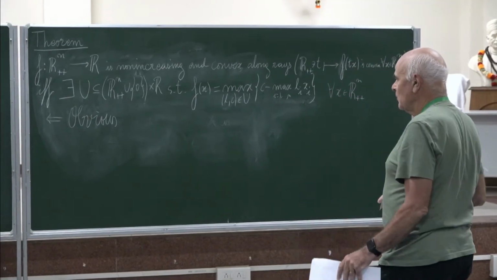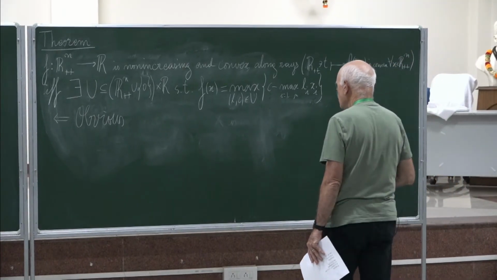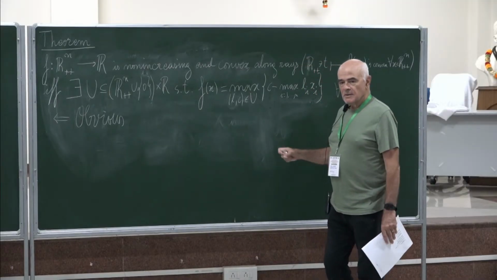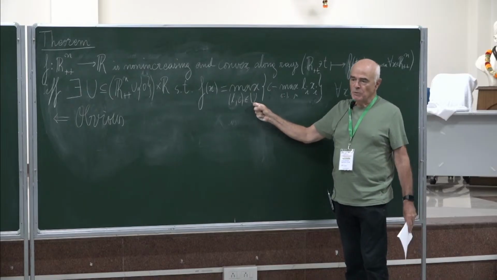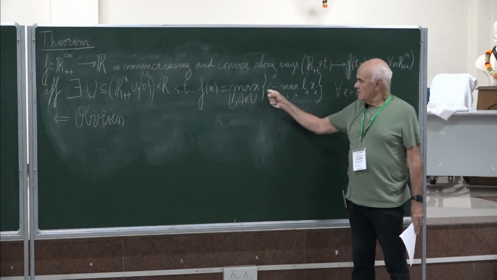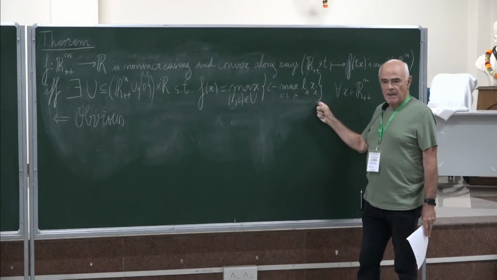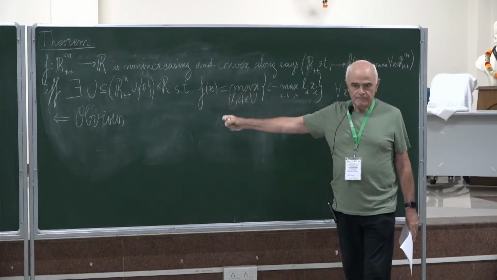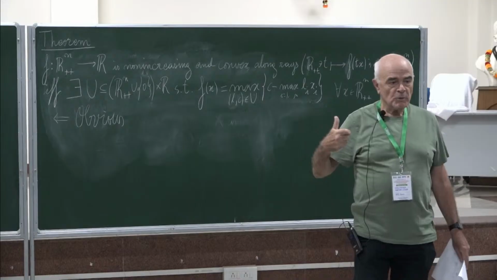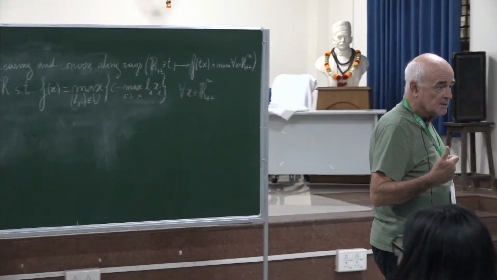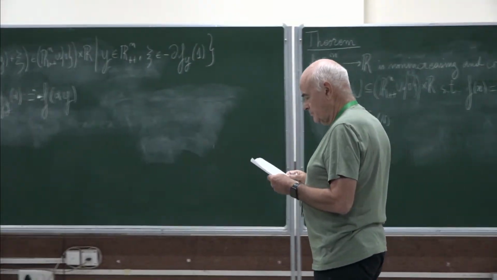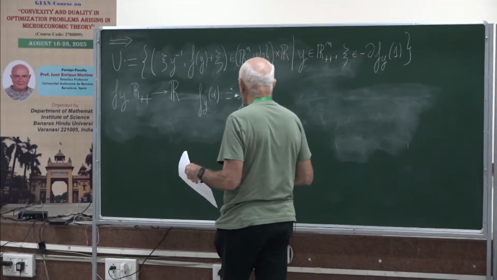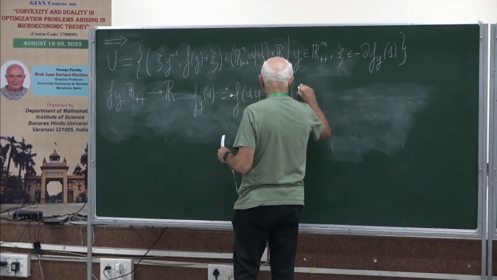So first of all, I'm going to prove that for every LC in this beautiful U, this function is a minorant of f. And later on, we will see that the maximum is attained and coincides with f of x. So let's fix LC in U.